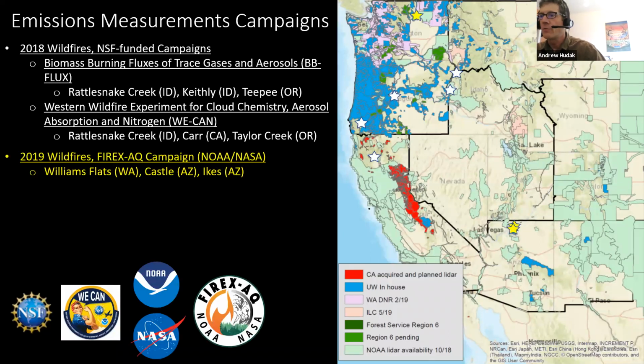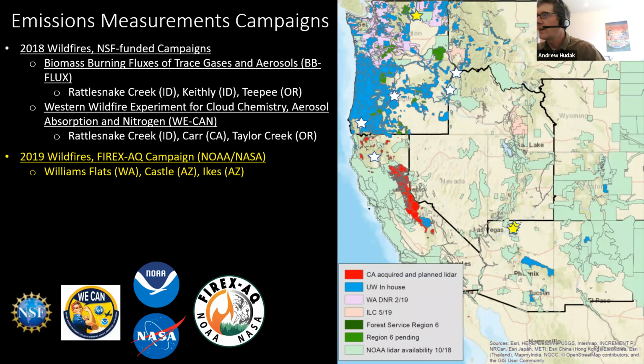The following year was the FireX AQ campaign, which is a combined NOAA-NASA effort. And 2019 was not as active a fire year, but the West is a big area. There's still plenty of fire out there to sample. And so that year we focused on the Williams Flats fire in Eastern Washington. And then these two fires that you've probably heard of there on the North Kaibab, Castle and Ike's fires.